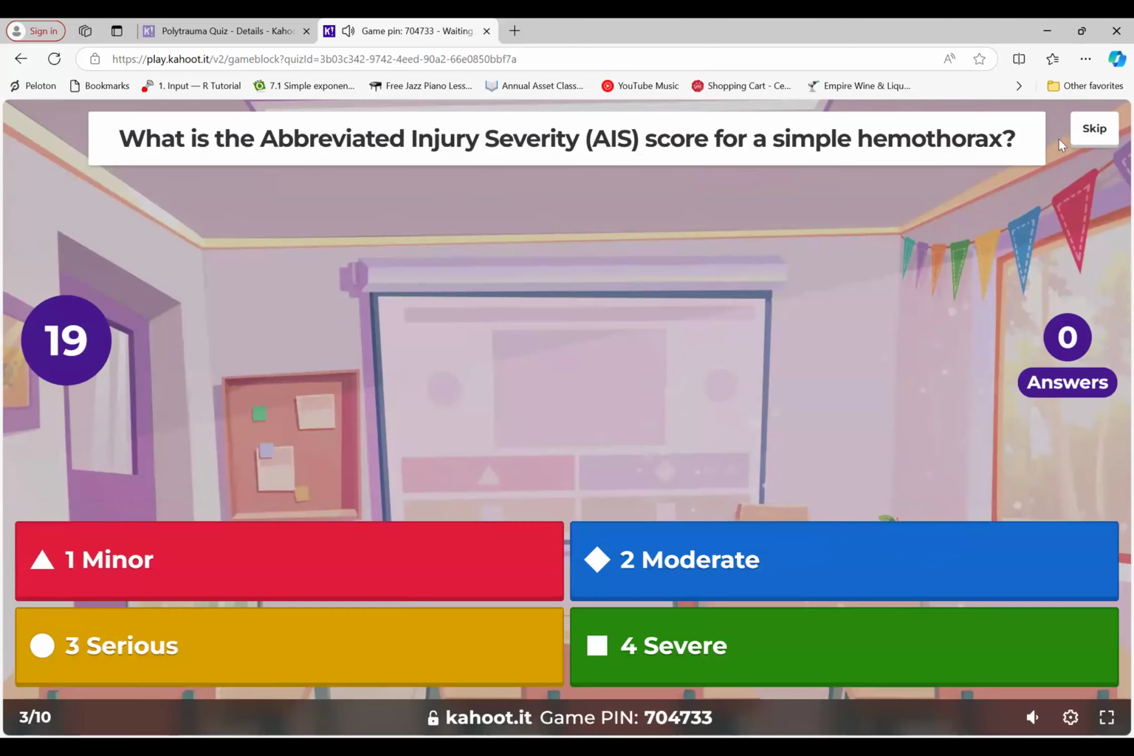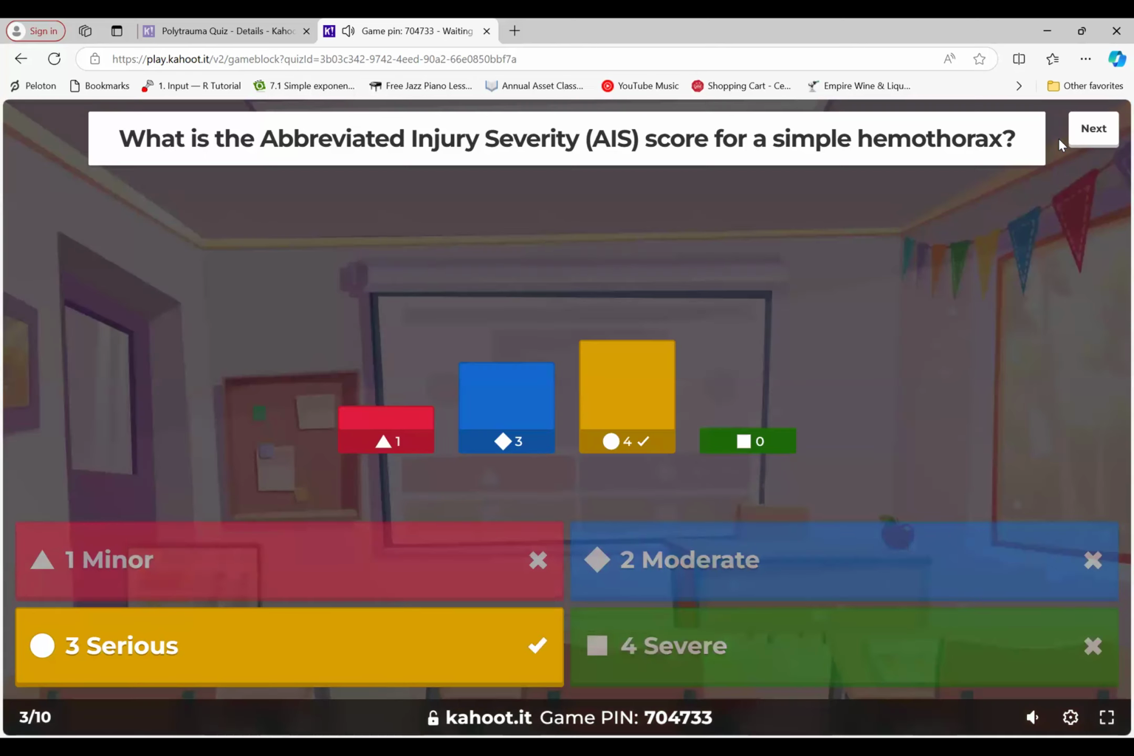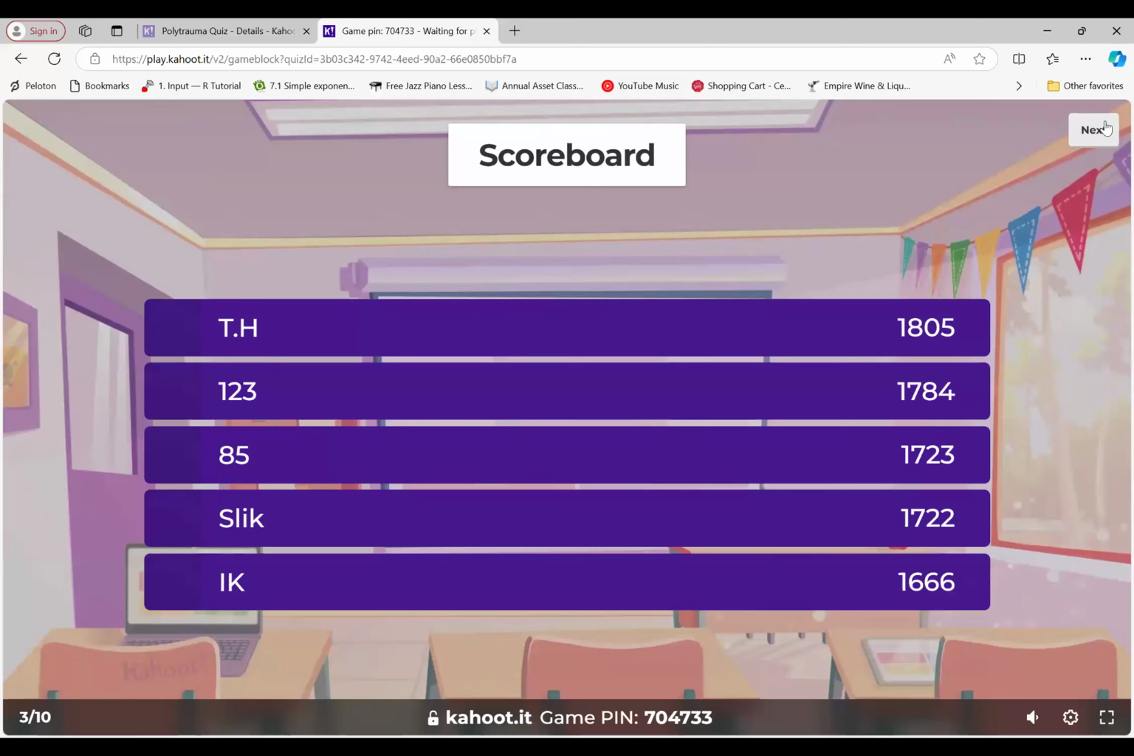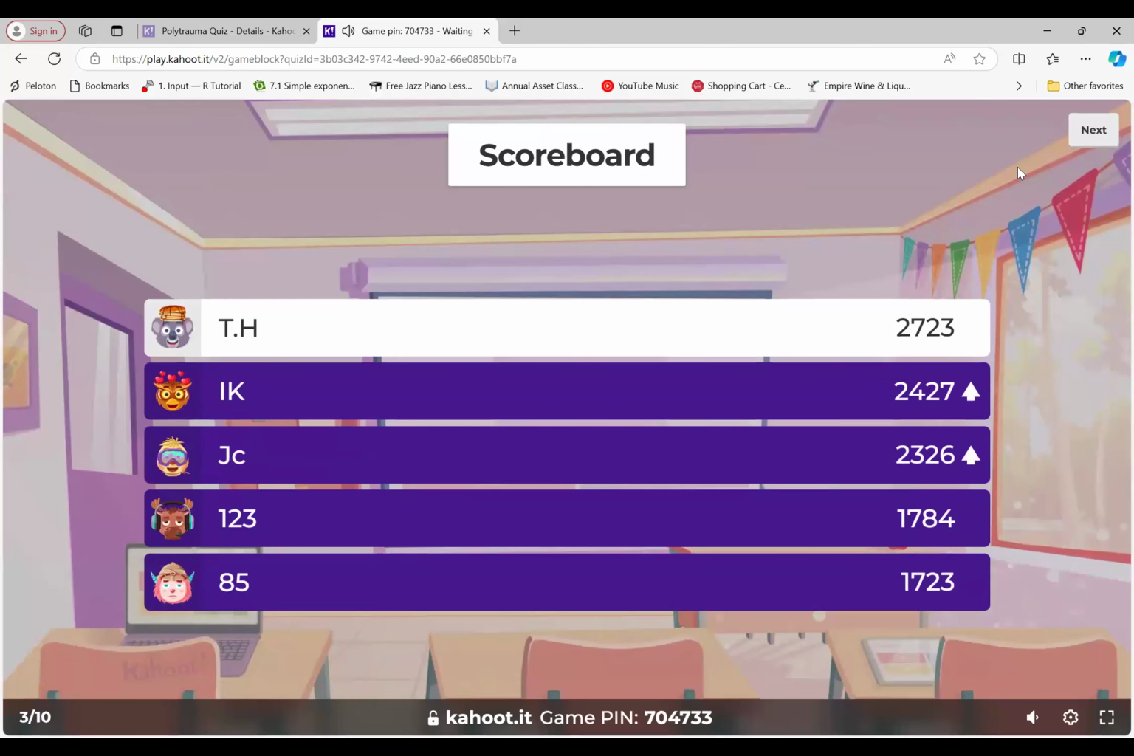Okay. What is the abbreviated injury severity score for a simple hemothorax? Minor, moderate, serious, severe. Right. The answer is serious, and higher demarcations have begun. 4 people got it correct. TH maintaining the lead.